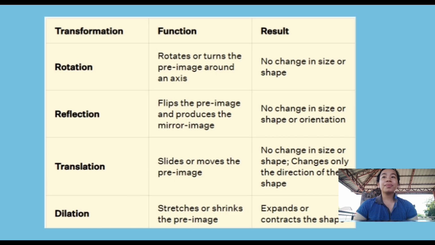So for the rotation, the function is that it rotates or turns the pre-image around an axis. Its result is no change in size or shape. And for the reflection, the function is to flip the pre-image and produce the mirror image. And as a result, no change in size or shape or orientation because it is just being reflected. And for the translation, its function is to slide or move the pre-image. And as a result, no change in size or shape, but it changes only the direction of the shape.